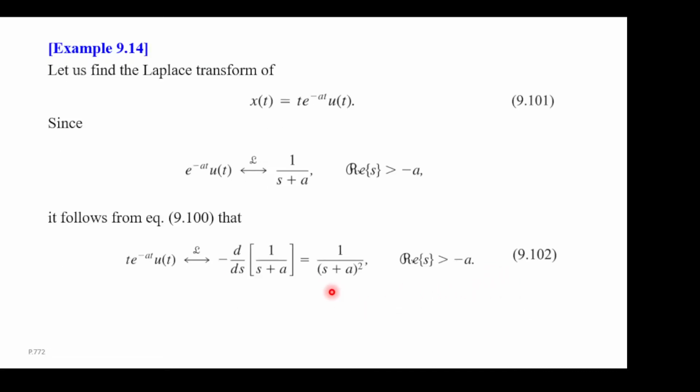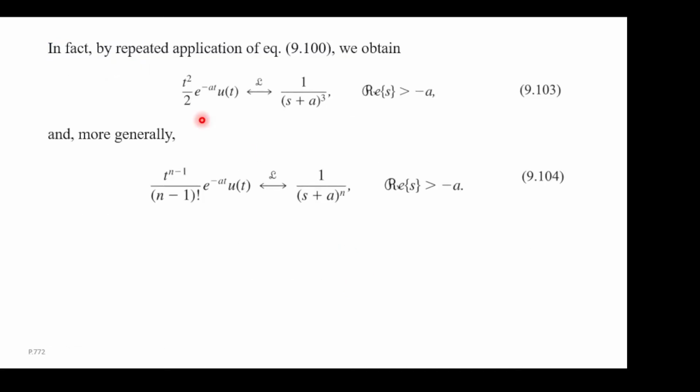And the ROC doesn't change. So the ROC is still bigger than minus a. So you check, because it has a second order pole at minus a, so it's either bigger or less, and it probably doesn't change side, so it's the bigger one. Okay, and so this lets you solve the inverse Laplace transform of higher order of those partial fractions, those 1 over s plus a.